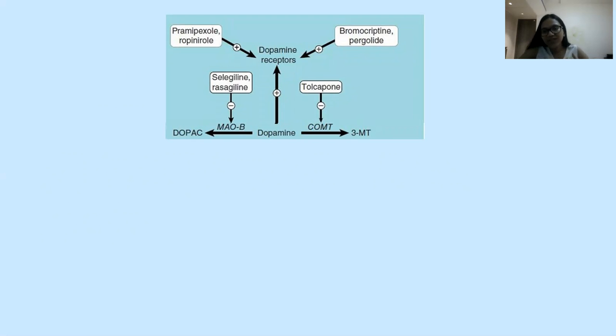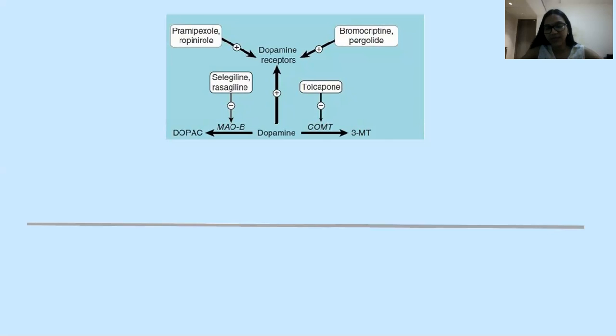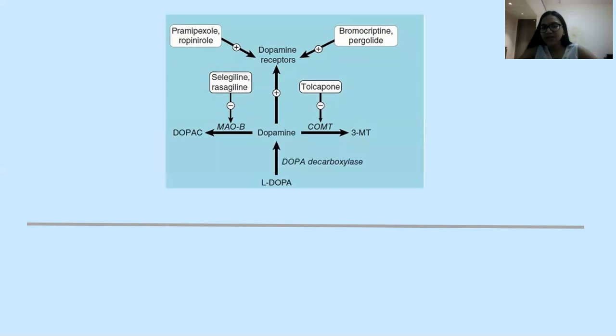But the big question that arises here is why can't we directly give dopamine? And the answer to that is simple. The dopamine does not cross the blood-brain barrier, and our site of action of the drug is the brain. So here what we make use of is the fact that levodopa is a precursor of dopamine and it's converted to dopamine by the enzyme dopa decarboxylase. And levodopa does cross the blood-brain barrier.